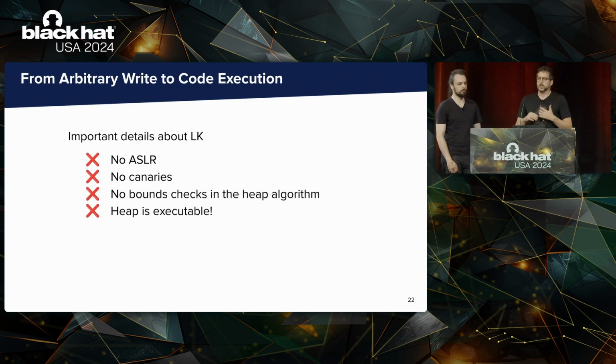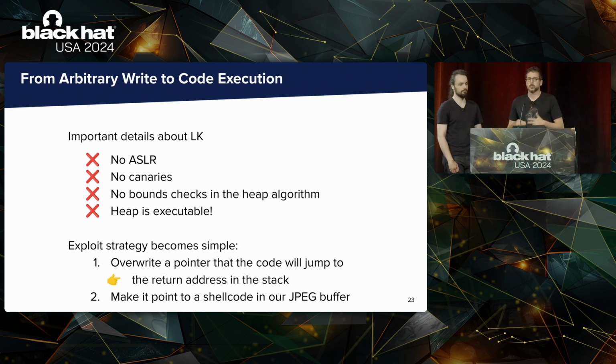Now, a few words about the mitigations in Little Kernel. As you can see, there are not many, none, we can say. No ASLR, no canaries, and more importantly, the heap is executable, which makes the exploit strategy rather simple. We use the primitive to overwrite a pointer that the code will jump to. In this case, it's the return address in the stack. And we will make it point to a shellcode that we place in our JPEG buffer.